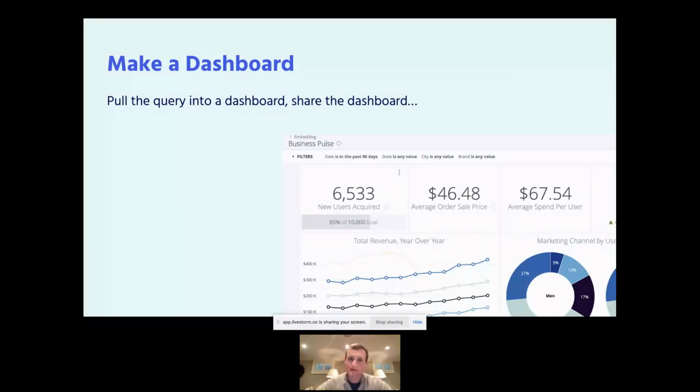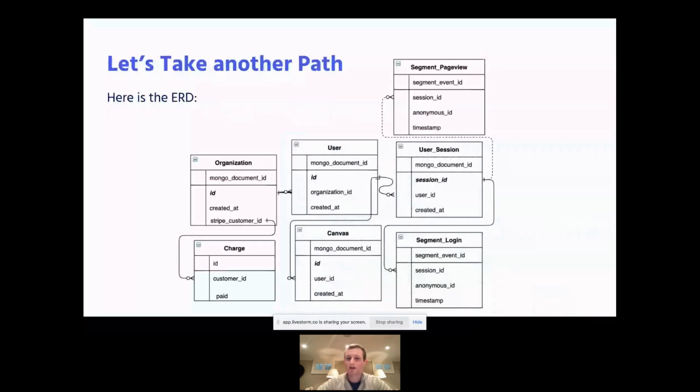So let's rewind the tape a little bit and think about another path. Let's look at this entity relationship diagram of these tables. And then we have this organization object with the Stripe charge, as I had mentioned.